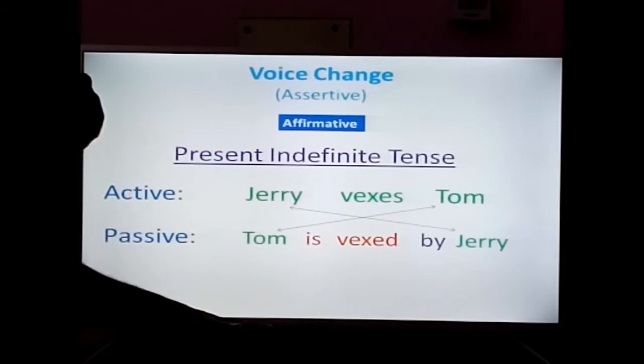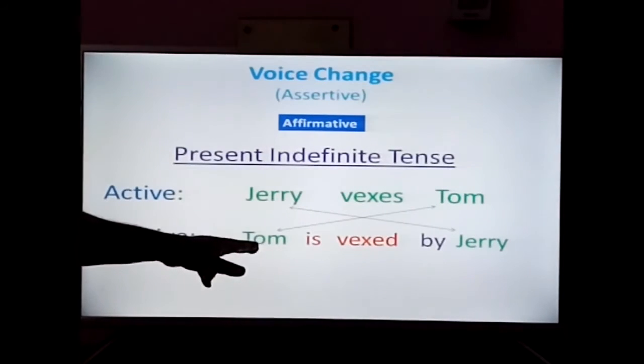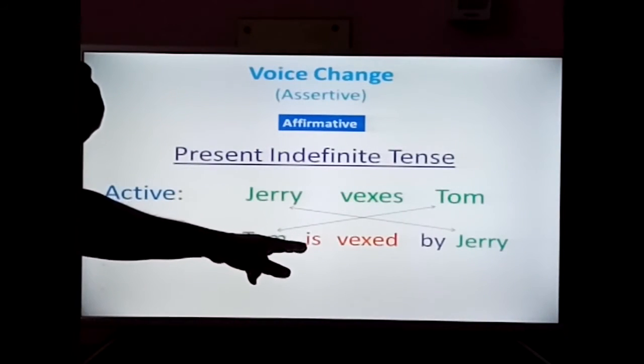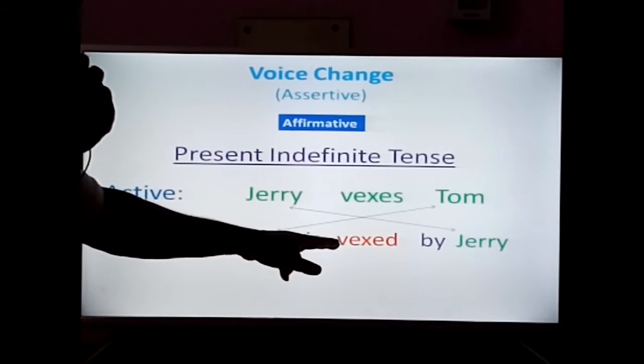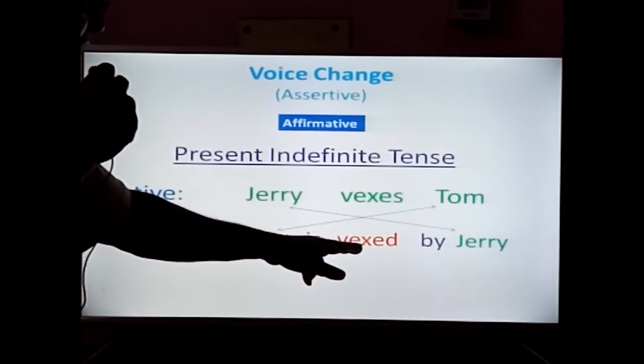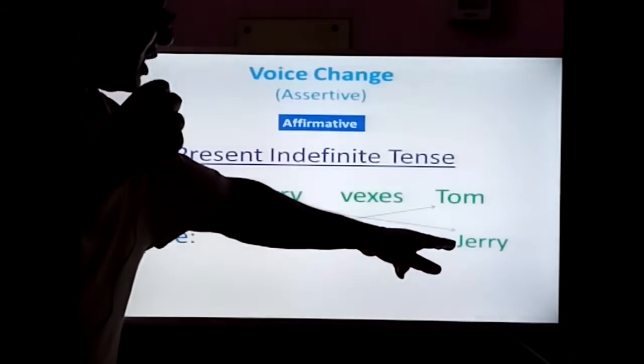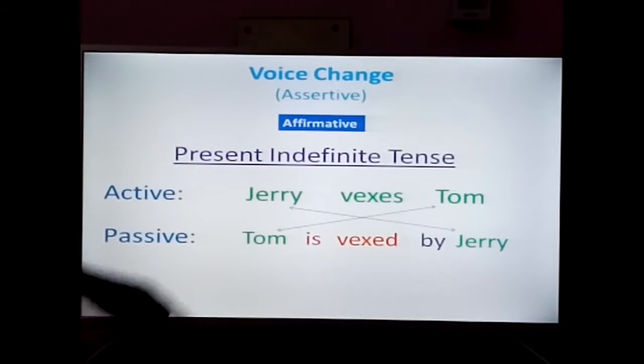The basic steps are again using the object of the active sentence as the subject of the passive sentence. After the subject of the passive sentence, we use a be verb in its right form, and then we use the main verb of the active sentence in its past participle form. After that, we use a preposition and then the object of the passive sentence, which is always the subject of the active sentence. So in this way, we can change any active sentence into passive.